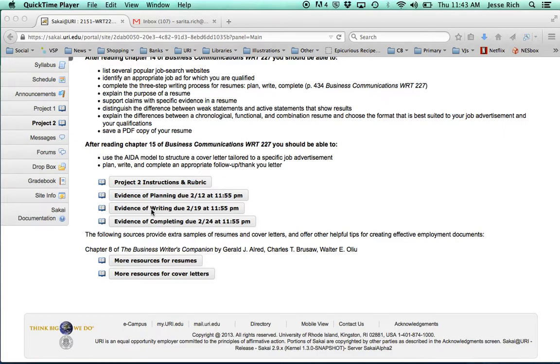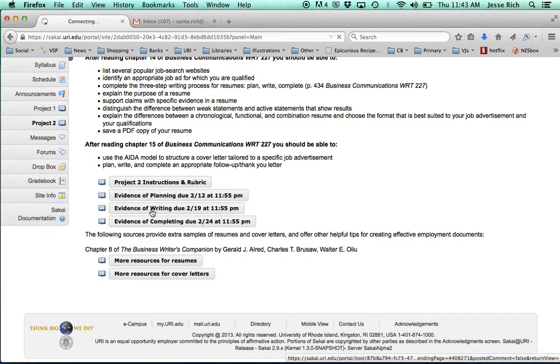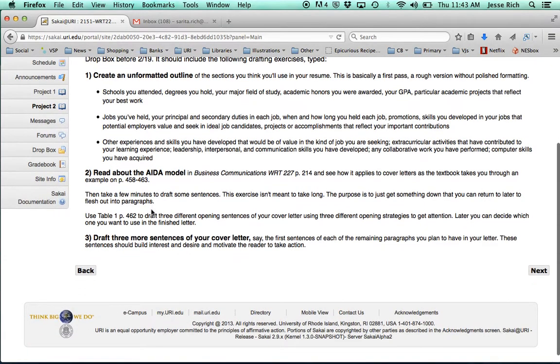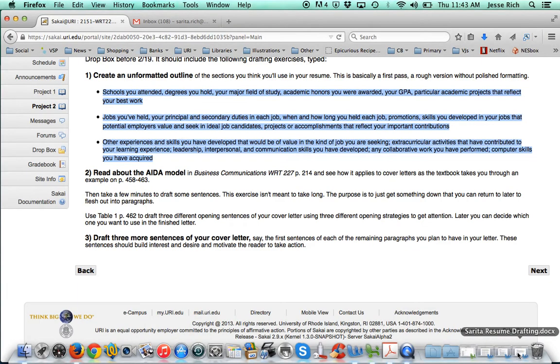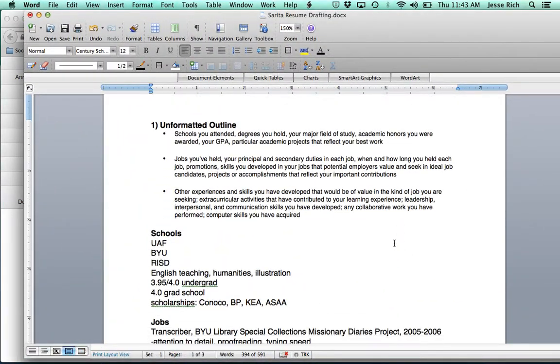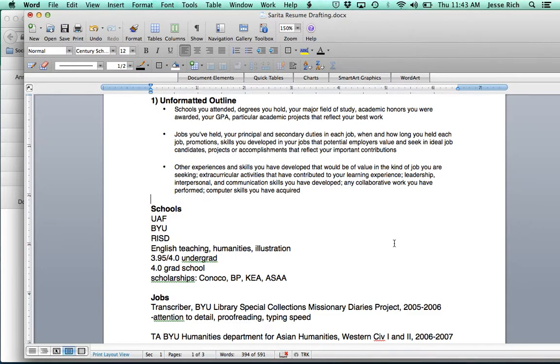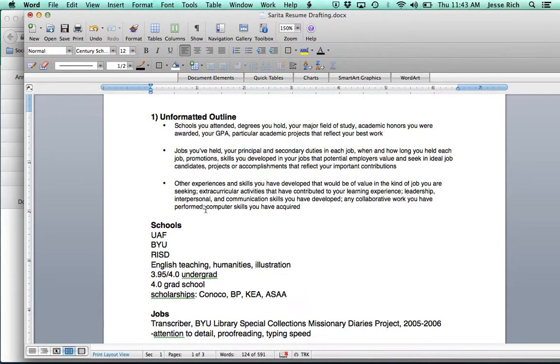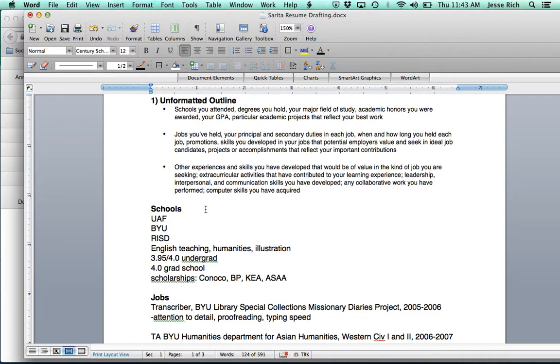So let's go to the evidence of writing page and see what is involved here. There are 3 short tasks. The first one is to create an unformatted outline of what you think you'll use in your resume. So basically, think of this as a brainstorming exercise. If you copy and paste these items into a Microsoft Word document, just so that you can have it as a reference while you're brainstorming, just start listing anything that comes to mind when you think of schools, jobs, and other experiences and skills. And this is basically just a quick brainstorming exercise.